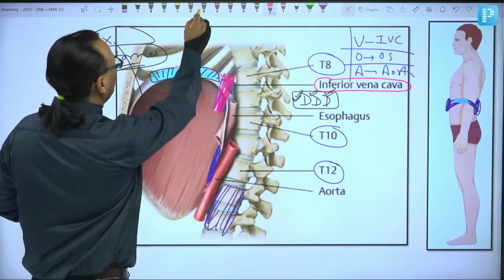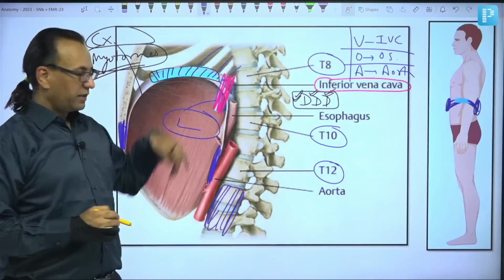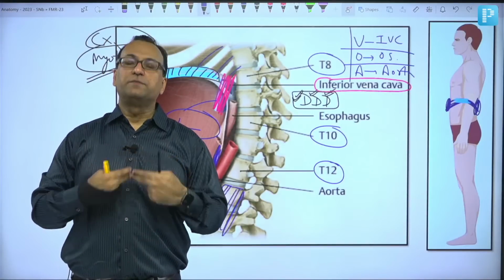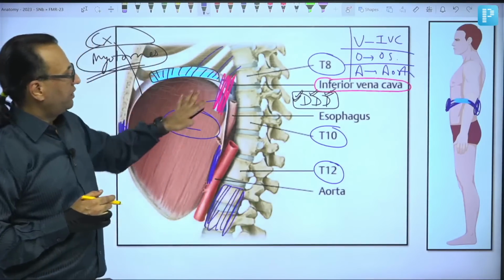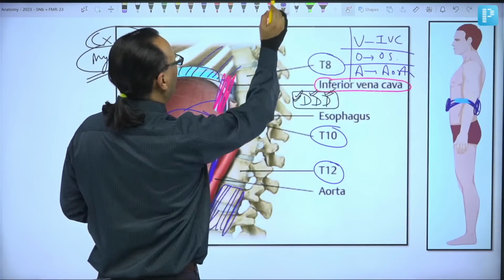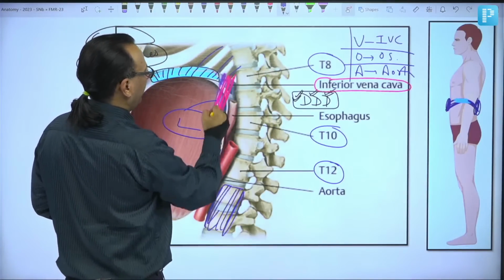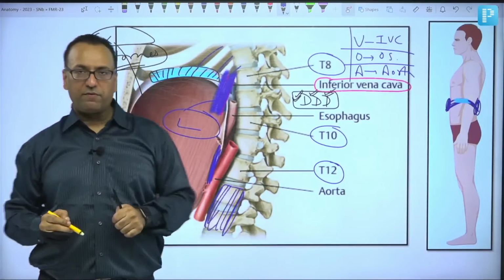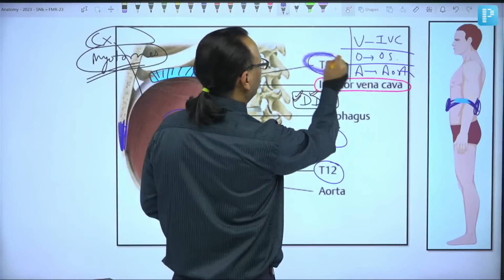So maybe you have the liver here, and the liver drains into the inferior vena cava under the diaphragm. Now, the inferior vena cava enters the right atrium of the heart, but to enter the right atrium, it has to puncture the central tendon of the diaphragm. Where does it puncture the central tendon? Your answer is T8 vertebra.